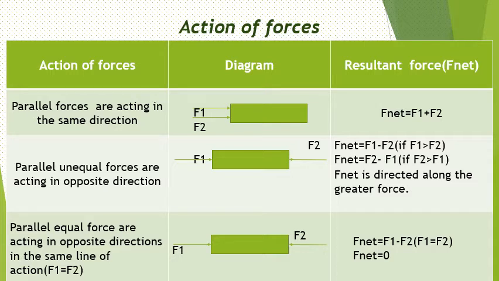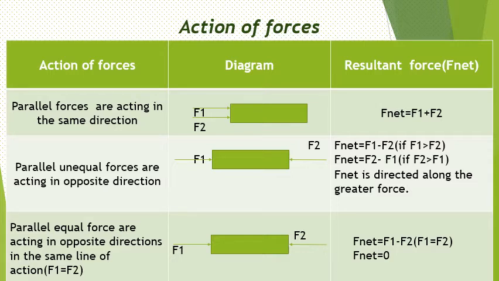Next, if the forces are given in opposite directions, what is the resultant force? We have to subtract the smaller force from the greater one. If F1 is the greater force, we subtract F1 minus F2. If F2 is greater, then the resultant force is F2 minus F1. So the resultant force depends upon the greater force.